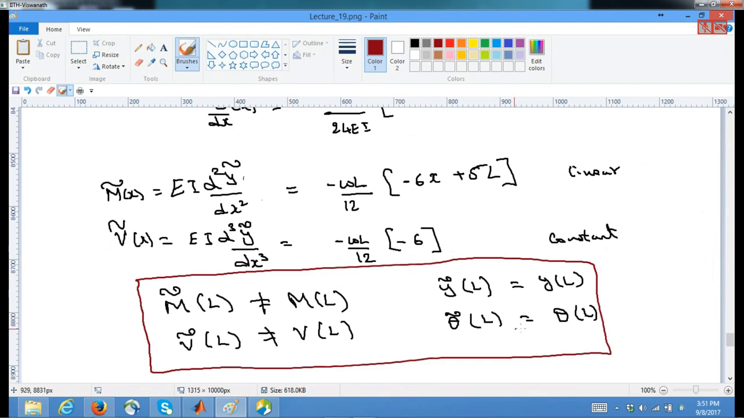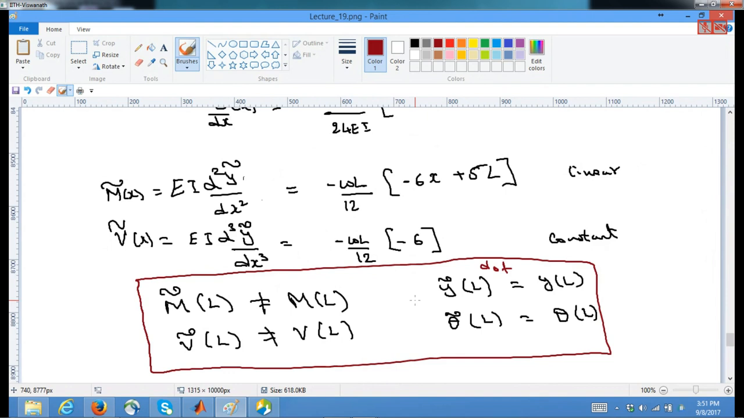Because these are degrees of freedom, they have to be satisfied. These are not degrees of freedom. M and V are not degrees of freedom. They are something like conjugates of these things. So these things only match at the midpoint, which I will draw in the next class since we are running out of time.